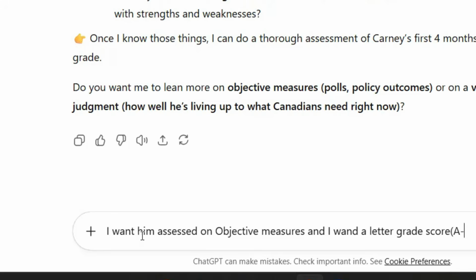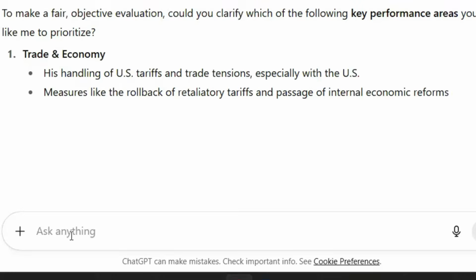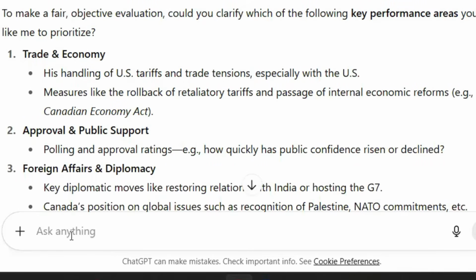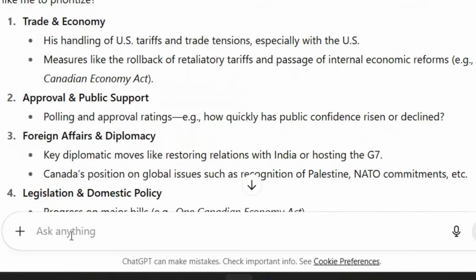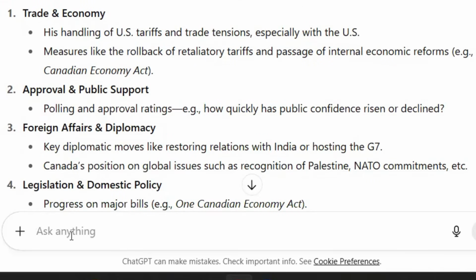Okay, searching the web. Clarify the first. So to make a fair objective evaluation, could you clarify which of the following key performance areas you'd like me to prioritize?